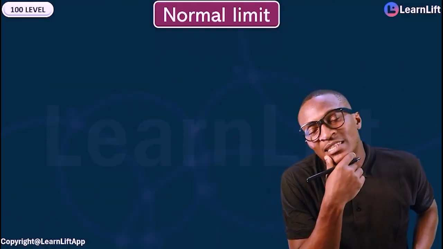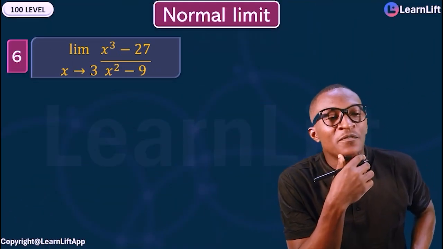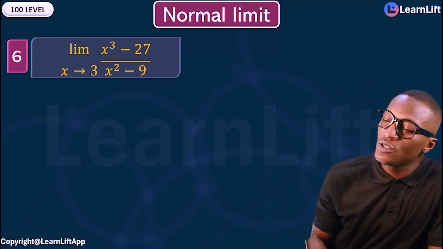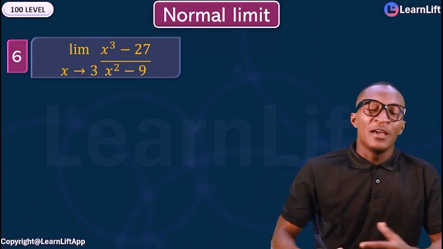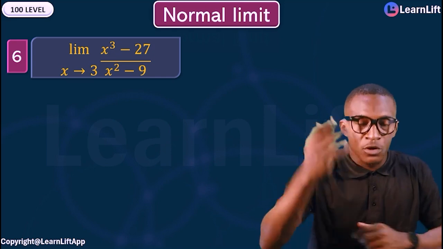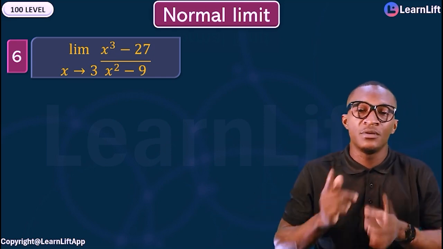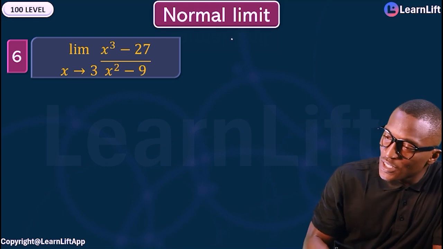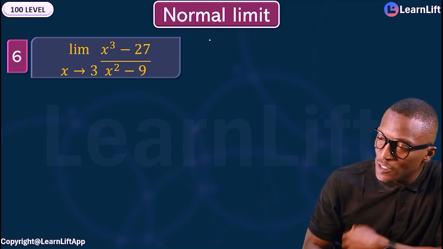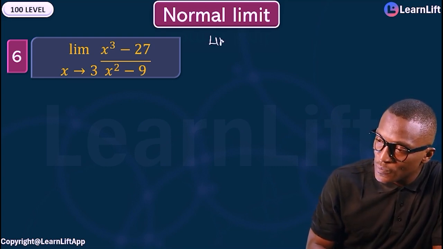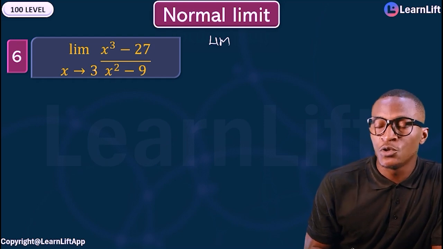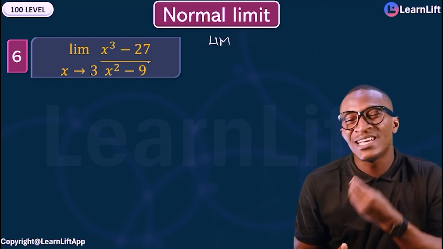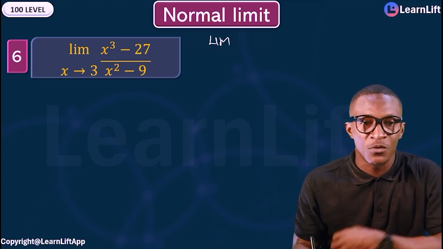Now, another normal limit: we are given x cubed minus 27 over x squared minus 9. How do we solve this? First of all, we plug in normally. That's the first law: anytime you see a limit, plug in, no fear. If you get 0 at the base, it is also wrong. If you plug 3 here, 3 squared is 9, 9 minus 9 is 0. So you're going to get 0 at the base, and you should know to find a way to factorize.